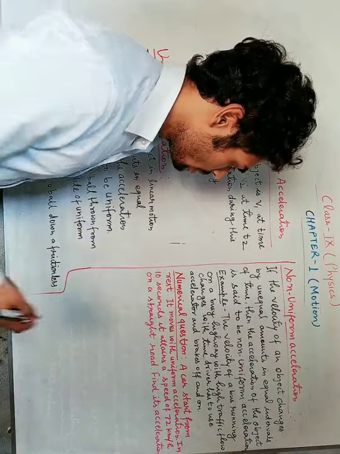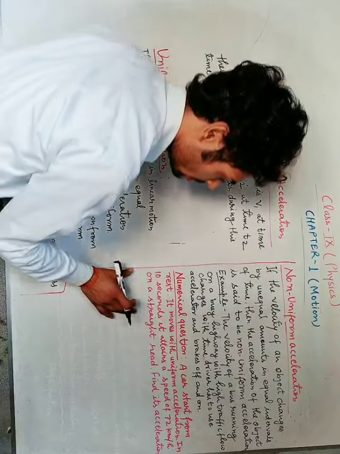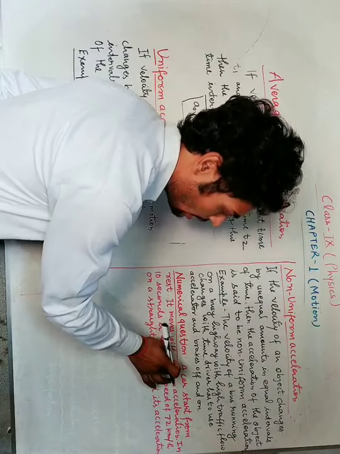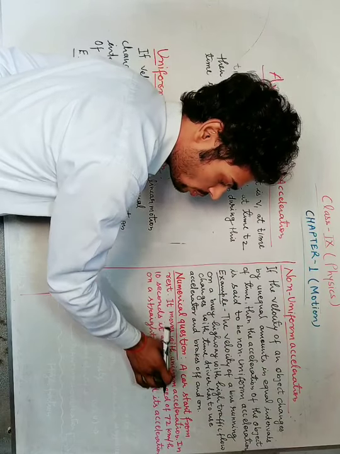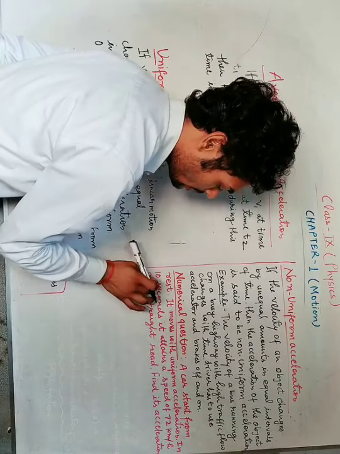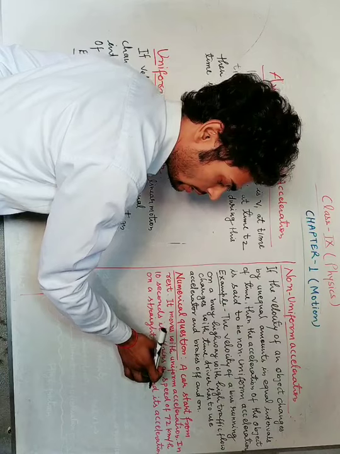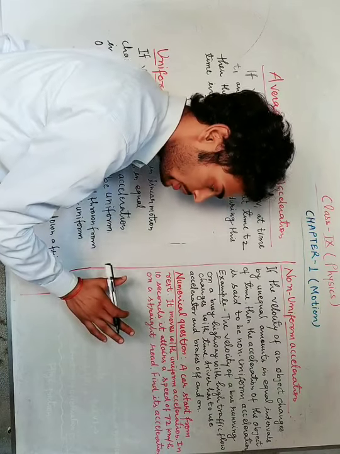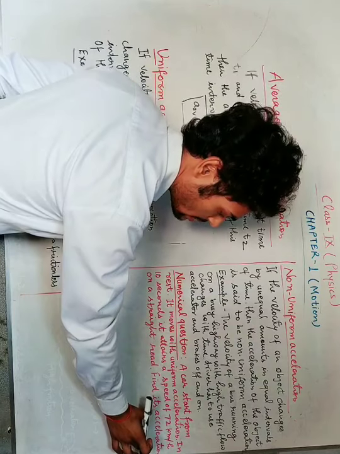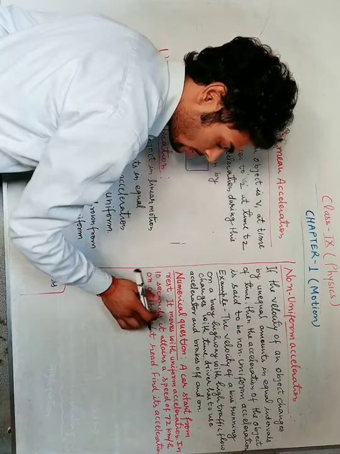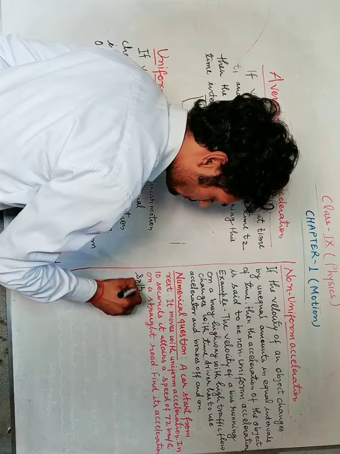Let's solve this numerical on acceleration. A car starts from rest. It moves with a uniform acceleration. In 10 seconds, it attains a speed of 72 km per hour on a straight road. Find its acceleration. So let's solve this numerical.